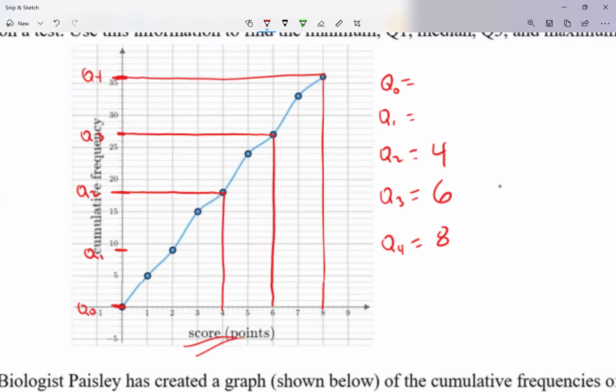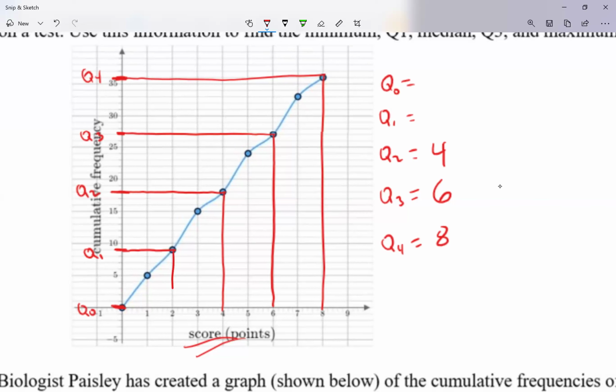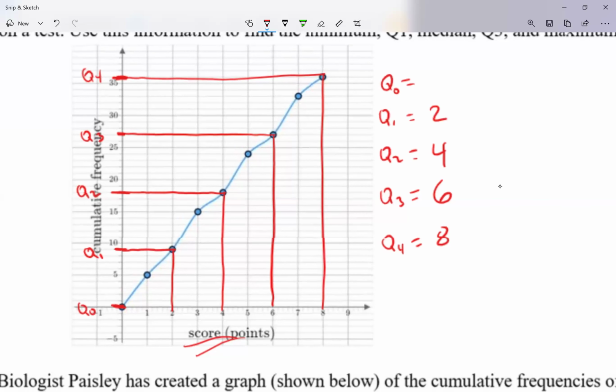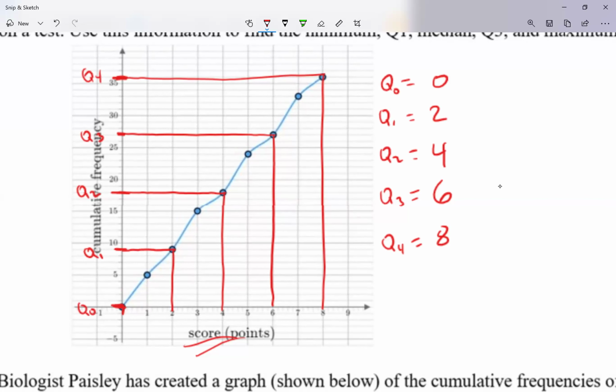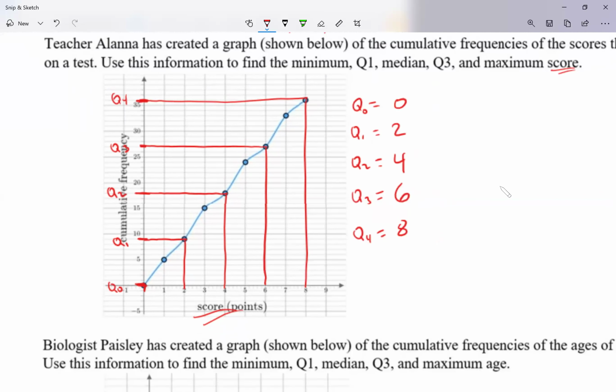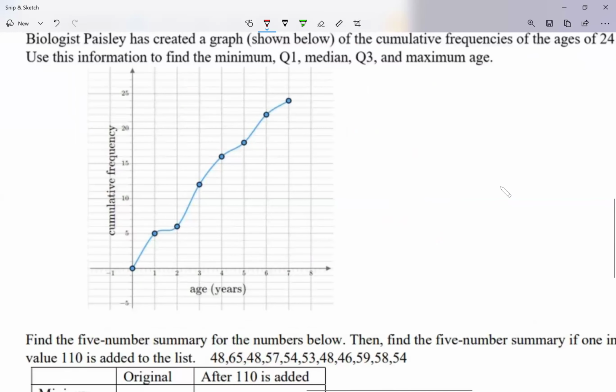My quartile 1, let me follow this graph. Where do I meet it? Here. What's the X value? 2. And my quartile 0, the X value is 0. So there, my quartile 0 and quartile 1 are 0 and 2, then 4, 6, and 8. That's simple. So that's simple, Mr. Leonzo. Let's take a look at another question.